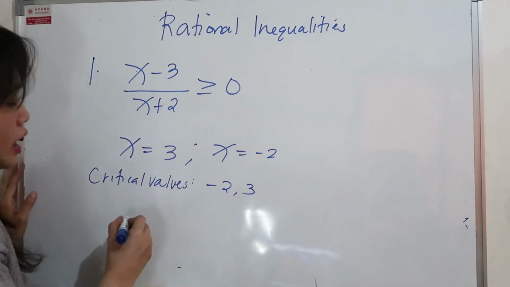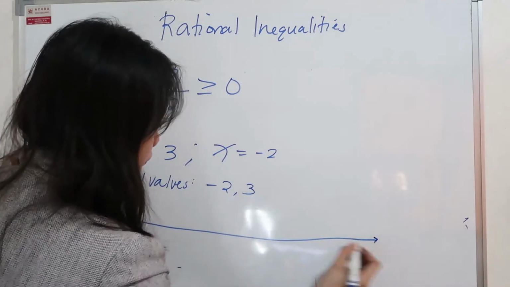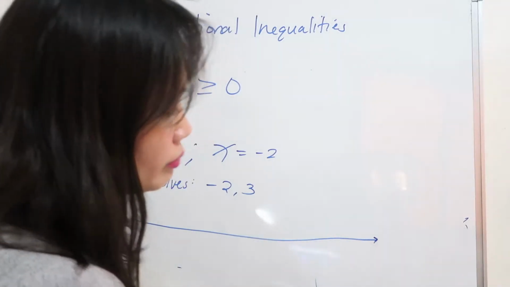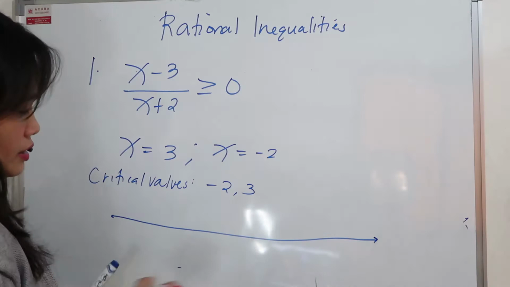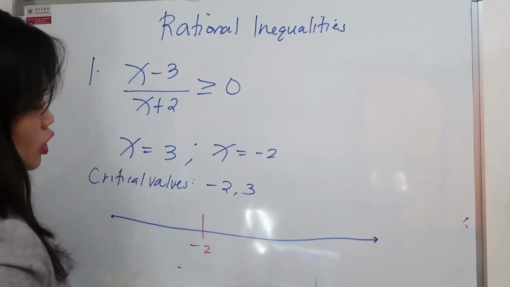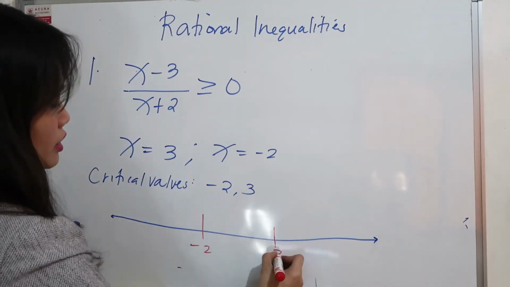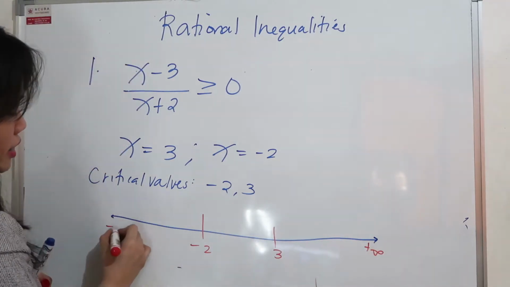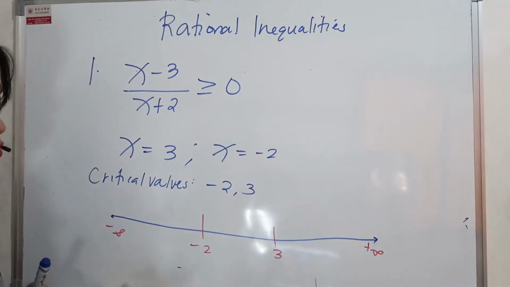Okay? Next procedure. After we find the zeros, those values of x we call critical values, we can now draw a number line. Okay? And then you plot it. So we have negative 2 on the left side and then positive 3 on the right side. So we have negative infinity and then positive infinity.